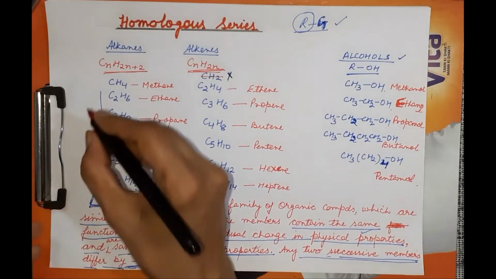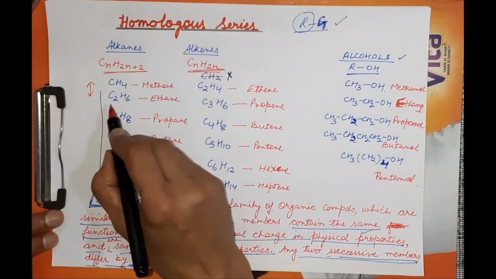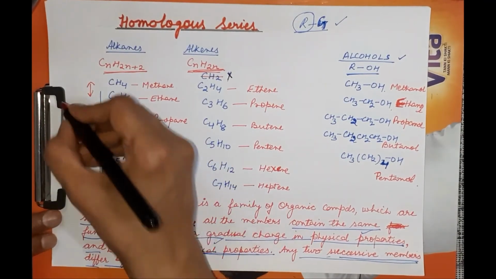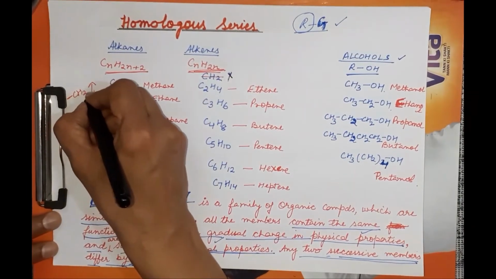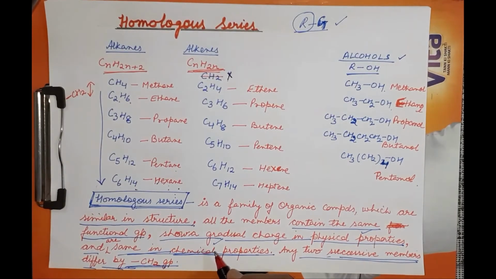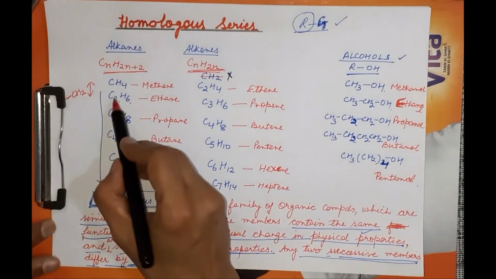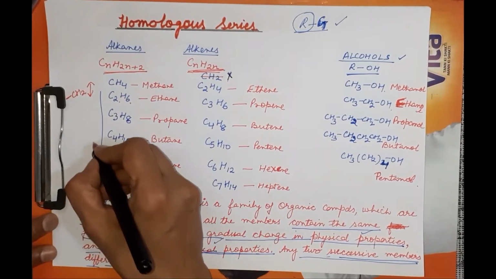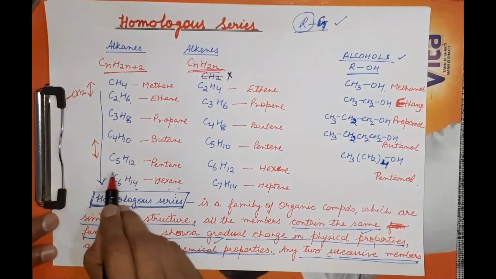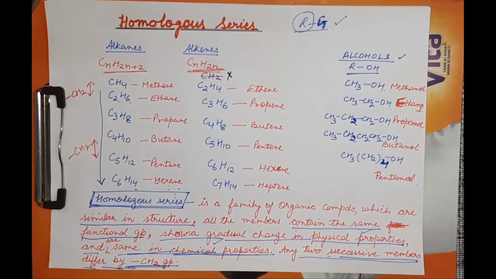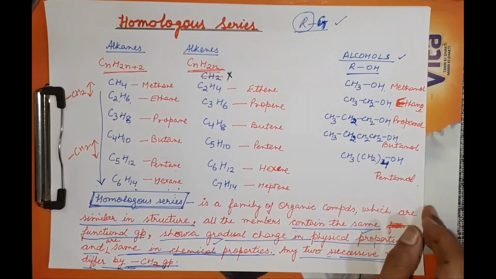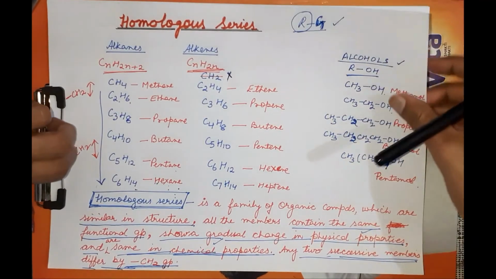So here, if we see between CH4 and C2H6, what is the difference between two successive members? It is the difference of only a CH2 group. Between any two successive members, we can see this difference is always CH2. If we see between butane and pentane, again it is only a CH2 difference. So this is the definition of the homologous series.